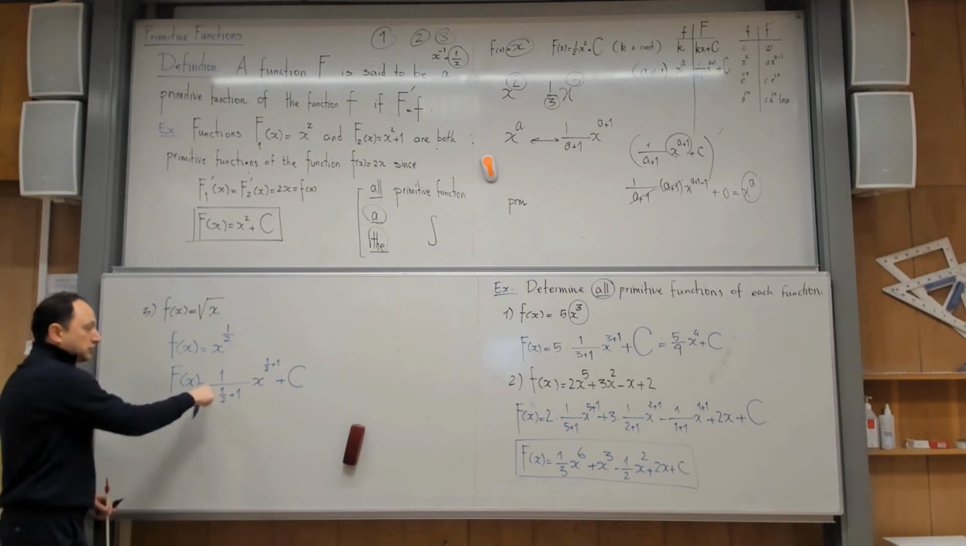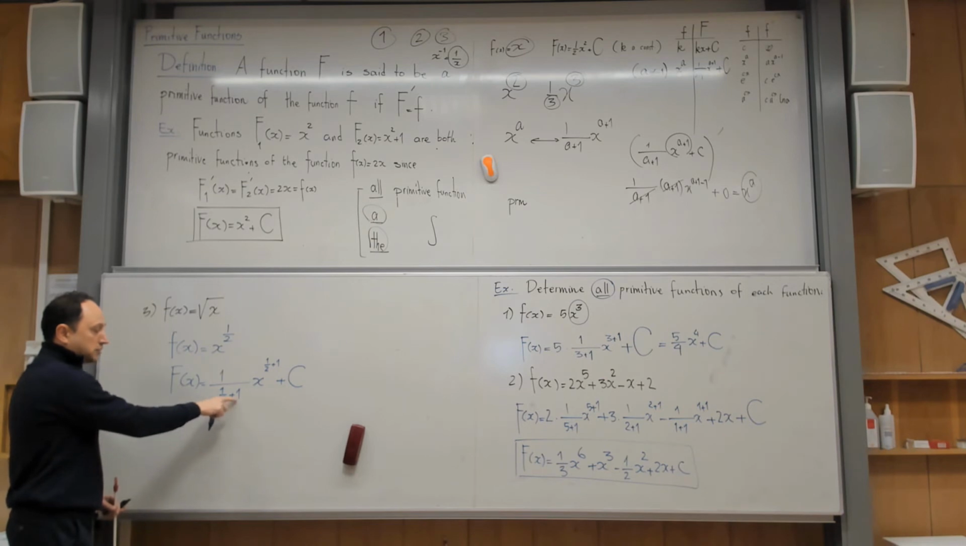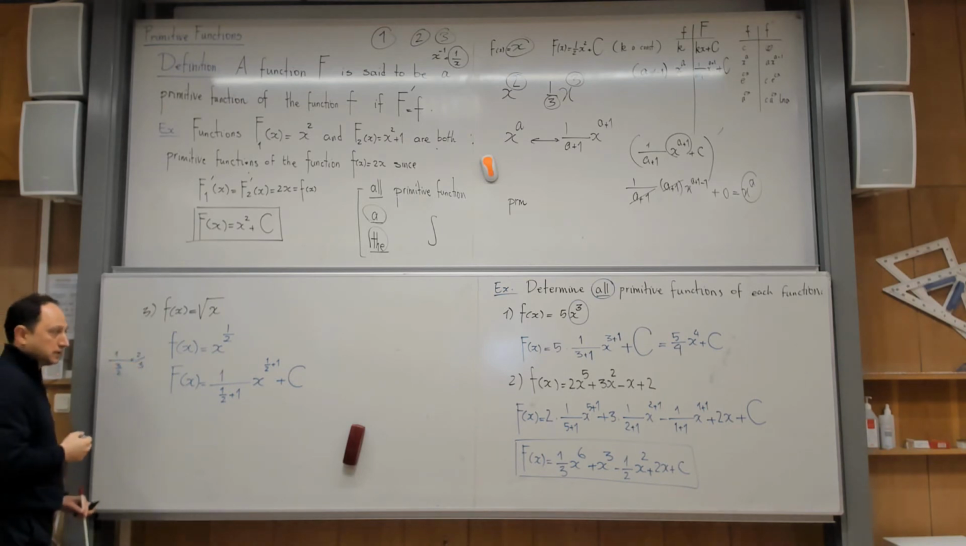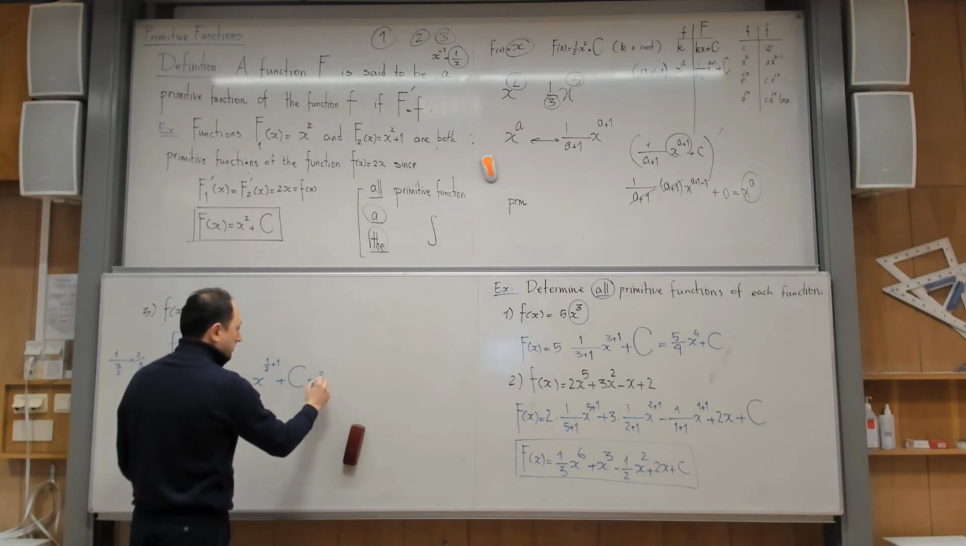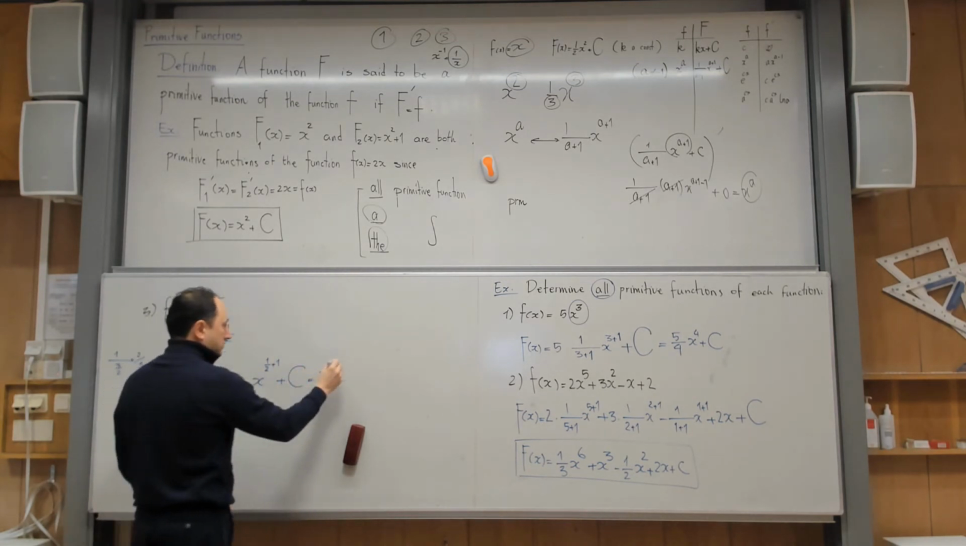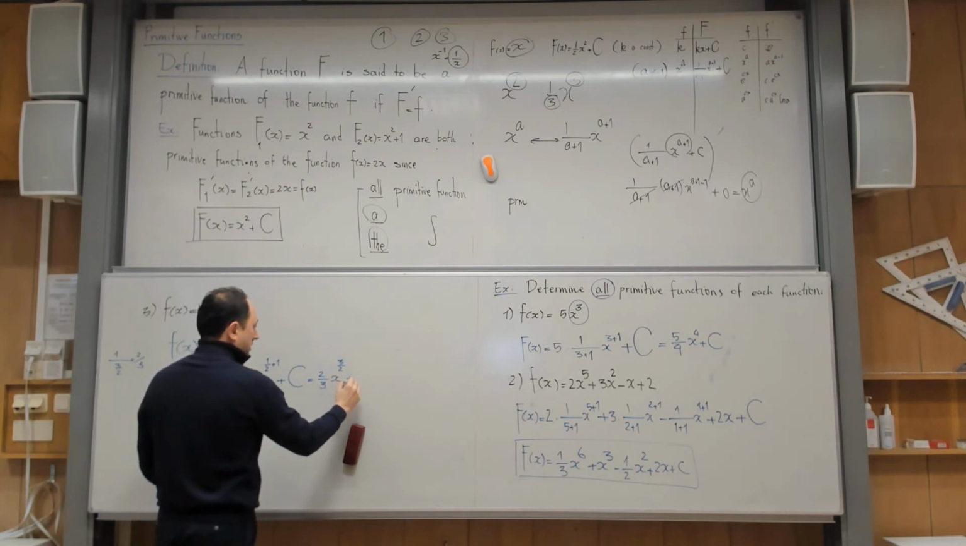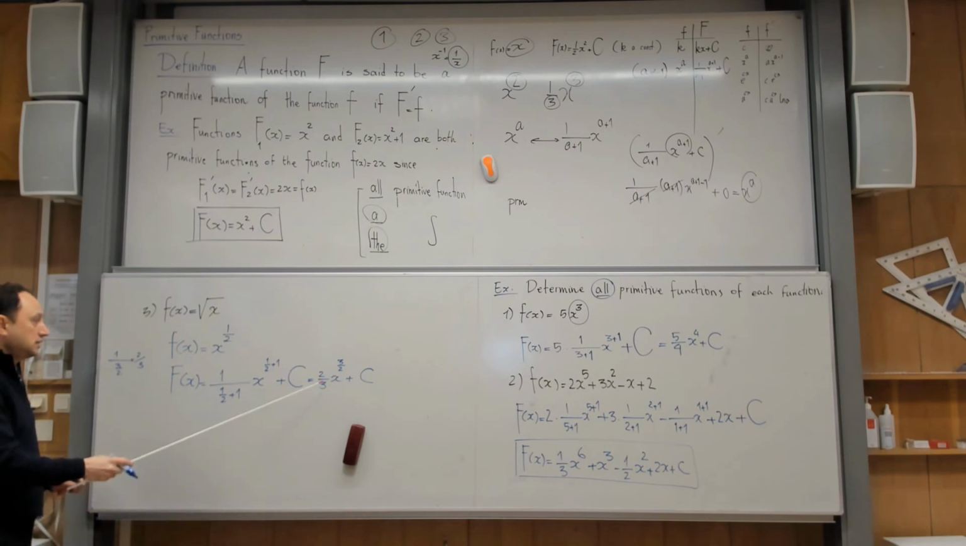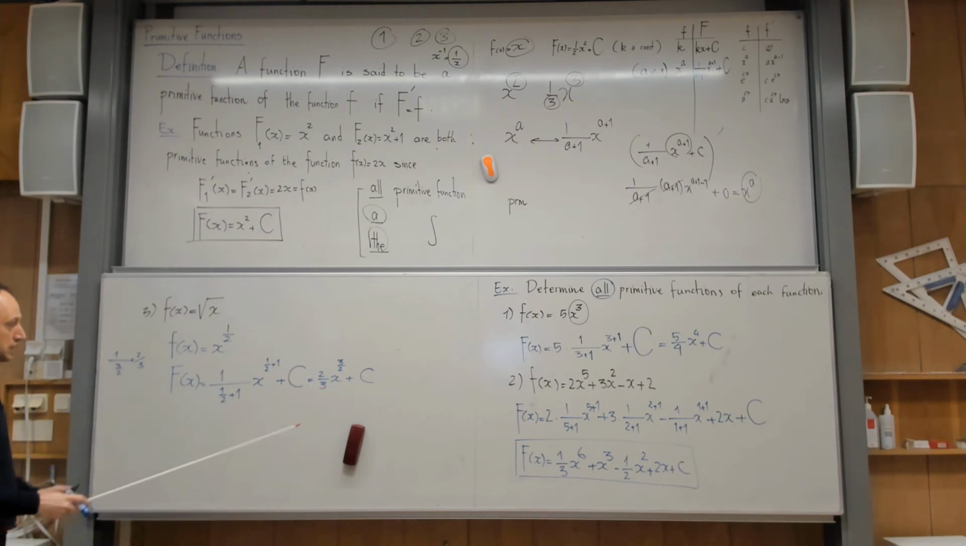Okay, and then you have to simplify. 1/2 plus 1 is 3/2. Yes. But 3/2 is in the denominator, so it becomes 2/3. So this becomes 2/3 x to the power of 3/2 plus a constant c. That is your function. A function whose derivative is that. That is good. You can stop here.